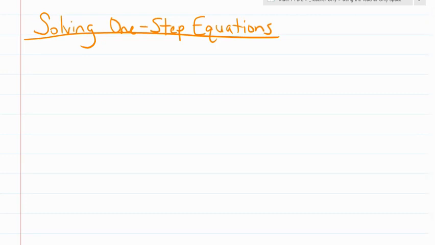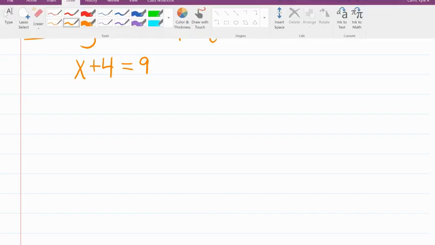So equations that we're going to be solving today are going to look like x plus 4 is equal to 9. Now, if I were to ask you, what's the missing number? X, when we add 4, we get 9. I'm sure that many of you would just intuitively know that x is going to have to be 5, right?